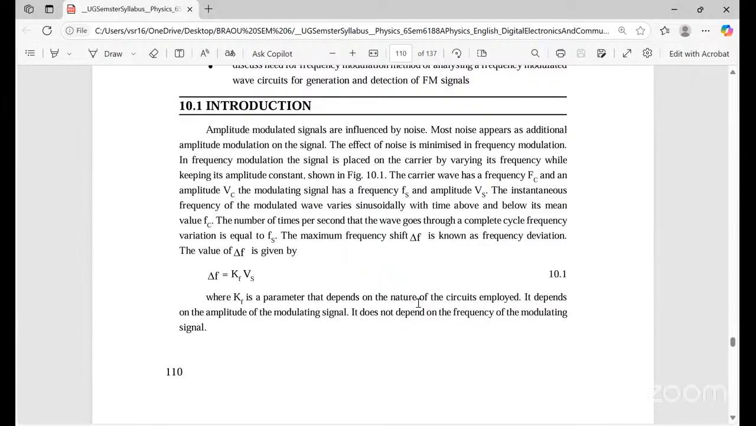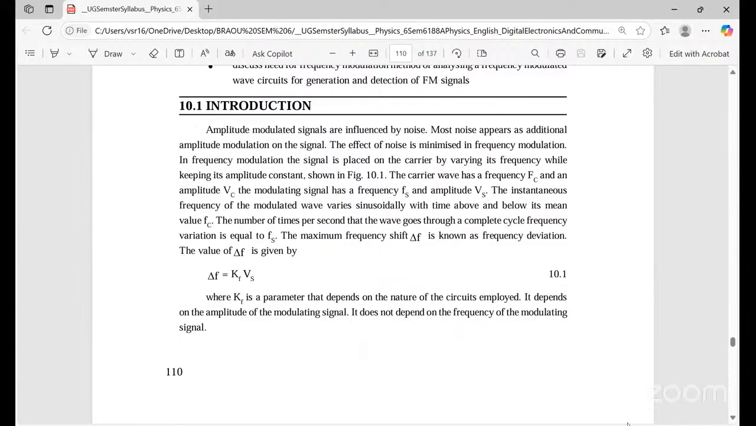The mean value is fc, and the number of times per second that it goes through a complete cycle is the frequency, which equals the signal frequency Fs. The maximum frequency shift, delta F, is known as the frequency deviation. The value is delta F equals Kf into Vs.